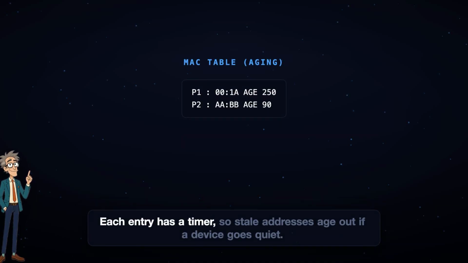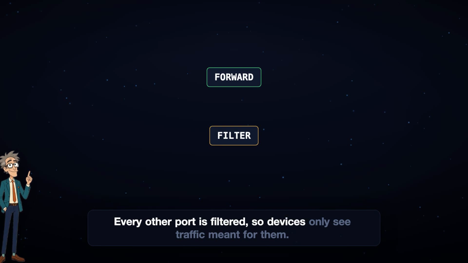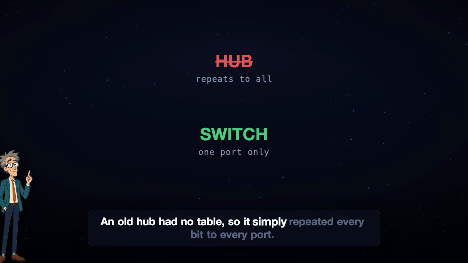Each entry has a timer, so stale addresses age out if a device goes quiet. When the destination MAC is already known, the switch forwards the frame to just that one port. Every other port is filtered, so devices only see traffic meant for them. An old hub had no table, so it simply repeated every bit to every port.